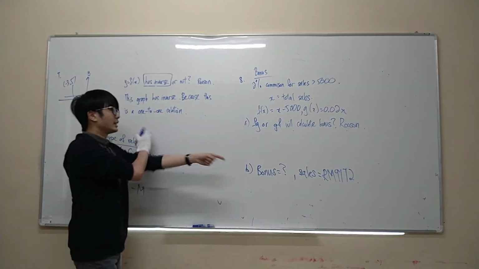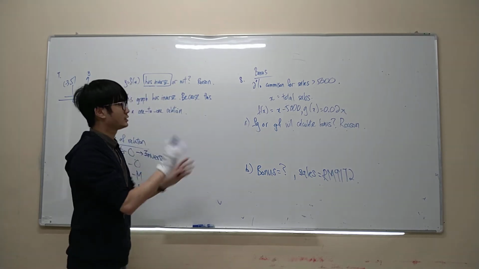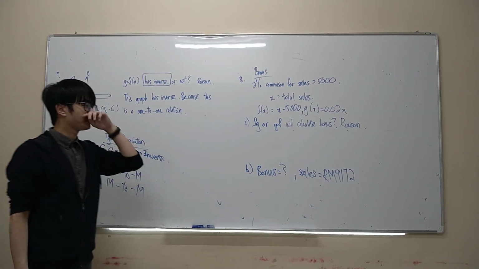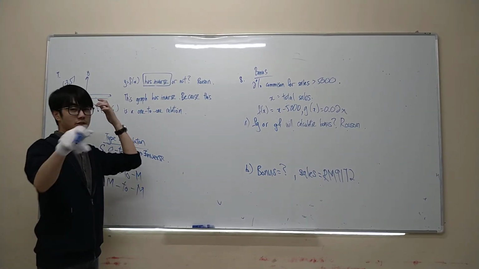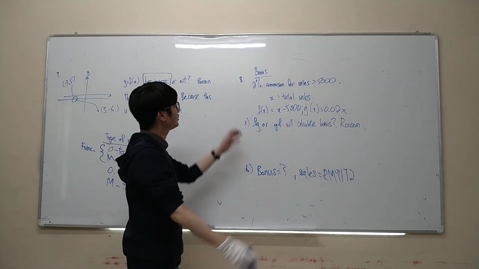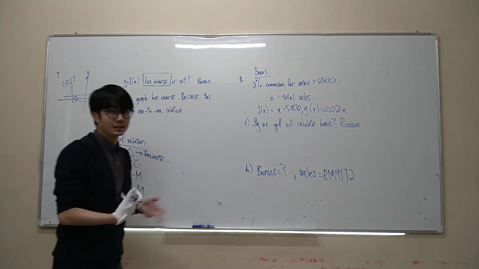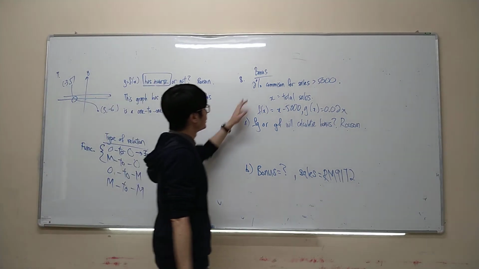Again, I did not copy the whole question. I just copied the important sentences only. So if you don't have the paper, you can refer to the description. But if you have this book, then you don't have to. So number 8, how do we do it? Let's try to understand the question first. Let's try to understand the story.